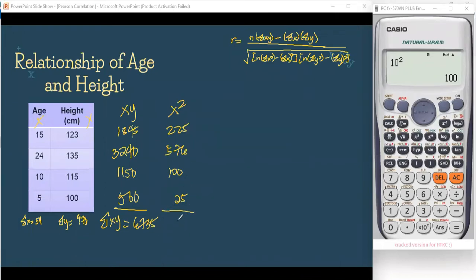So now, let's compute for the summation of x squared is equal to 225 plus 576 plus 100 plus 25. That will give us 926.